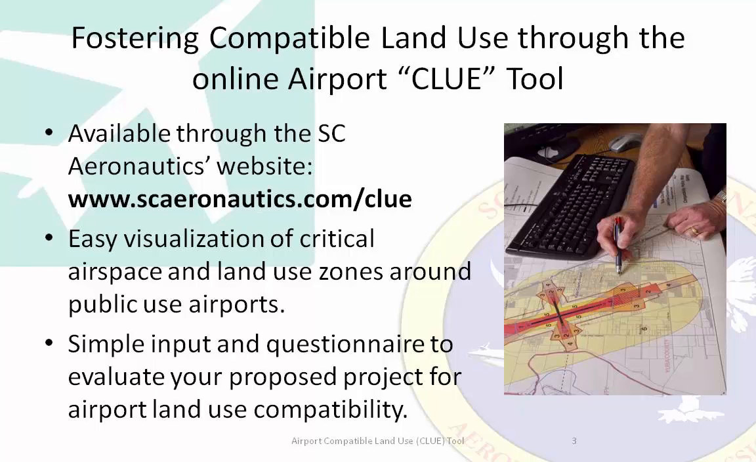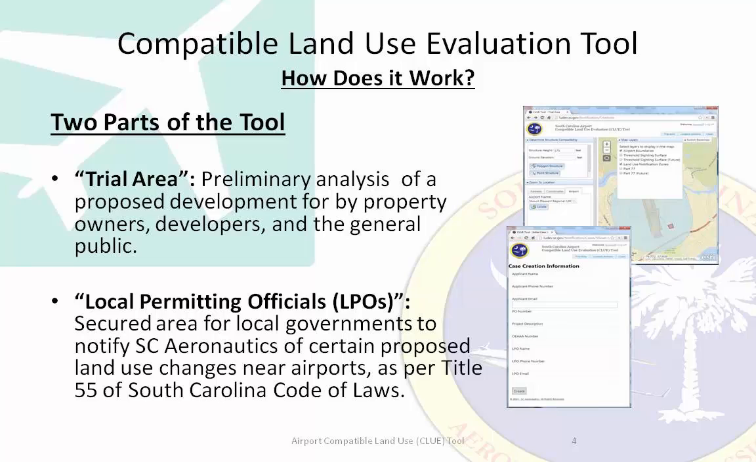You will be able to input some basic data and answer a few questions about a proposed development. The tool will then evaluate the development for airport-compatible land use based on certain Federal Aviation Administration and South Carolina Aeronautics standards and criteria. The CLUE tool is divided into two major parts: the trial area, which provides property owners, developers, and others in the general public an opportunity to conduct a preliminary analysis of a proposed development.